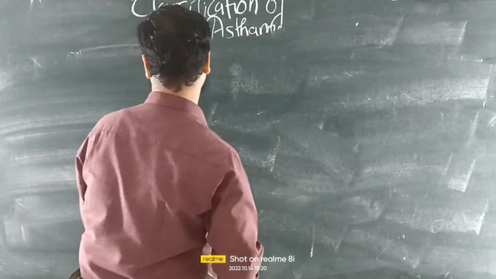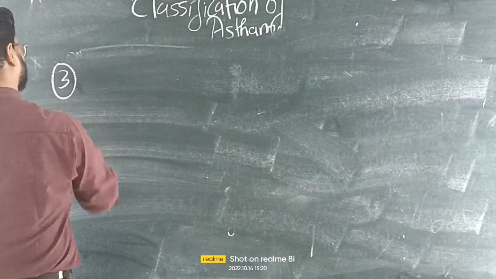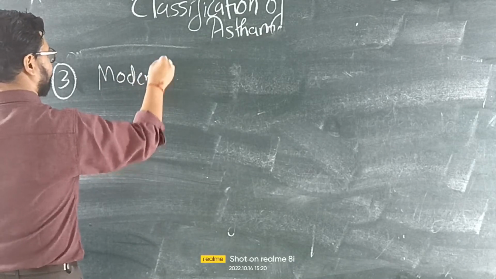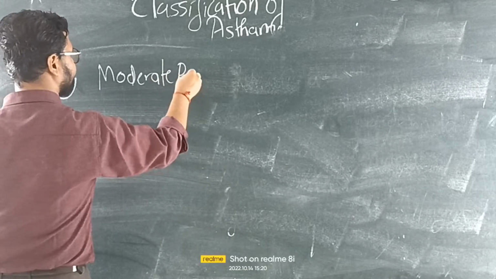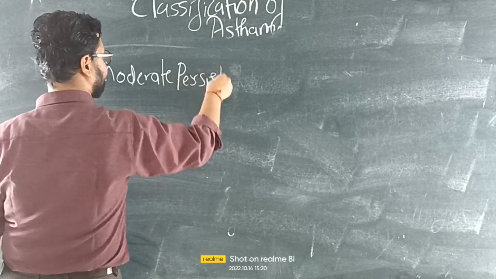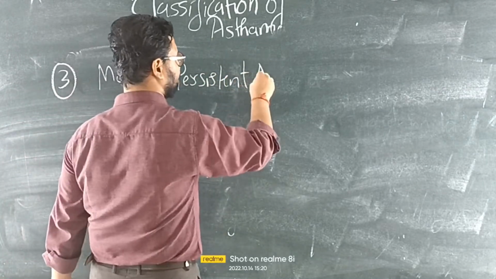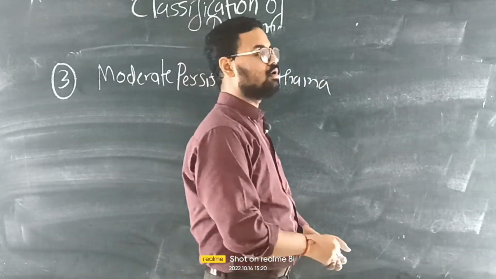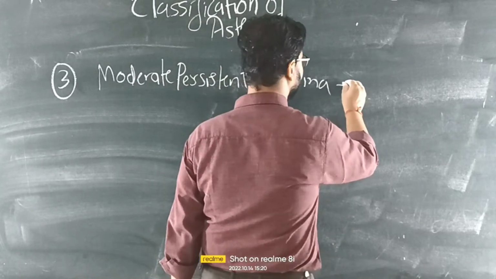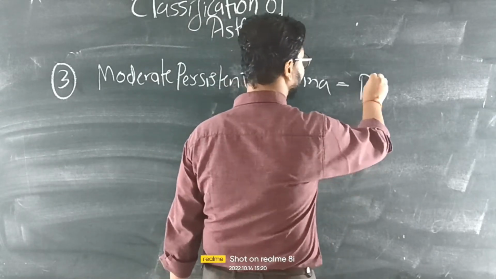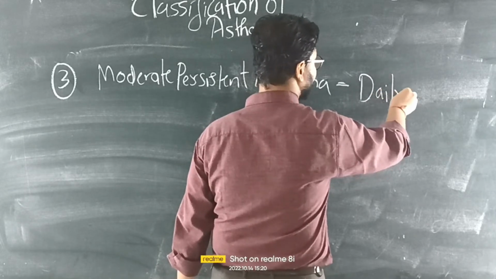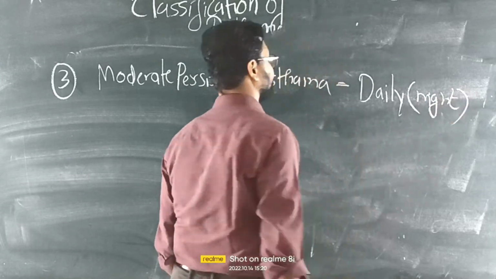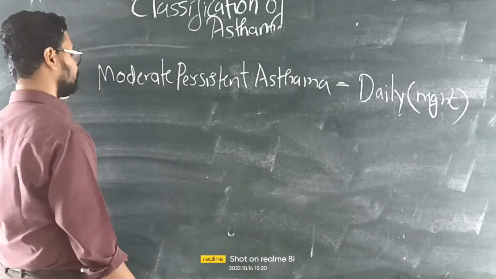So, third one, moderate persistent asthma. What was the classification of moderate persistent asthma? The moderate persistent asthma means the episodes of asthmatic attack are coming daily and especially at night or in the early morning. So, what will be the treatment of choice?